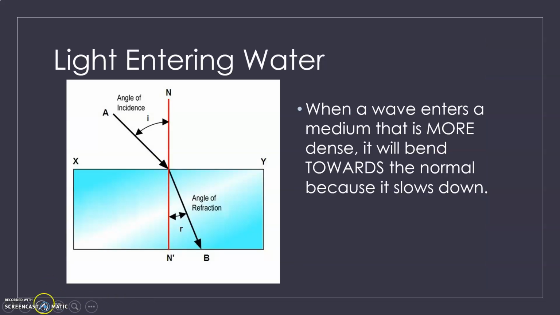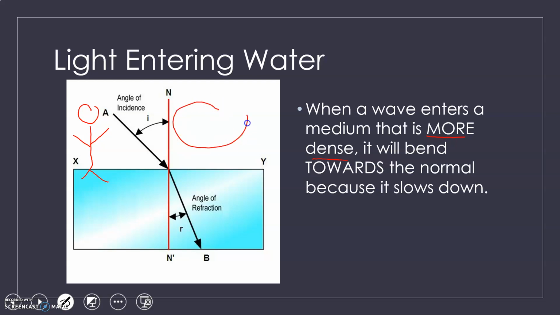So we can look at this as a picture. Again, let's say we're standing on water or in water, and we're looking down into the water. So air is technically considered less dense than, let's say, water or glass. So we are going from a less to a more dense medium.